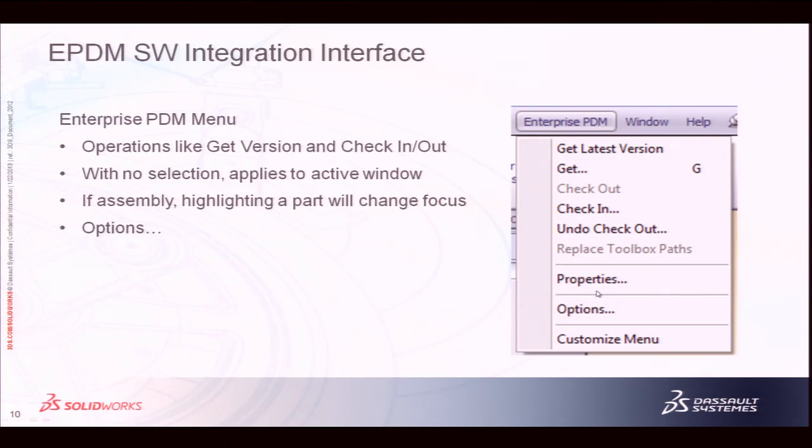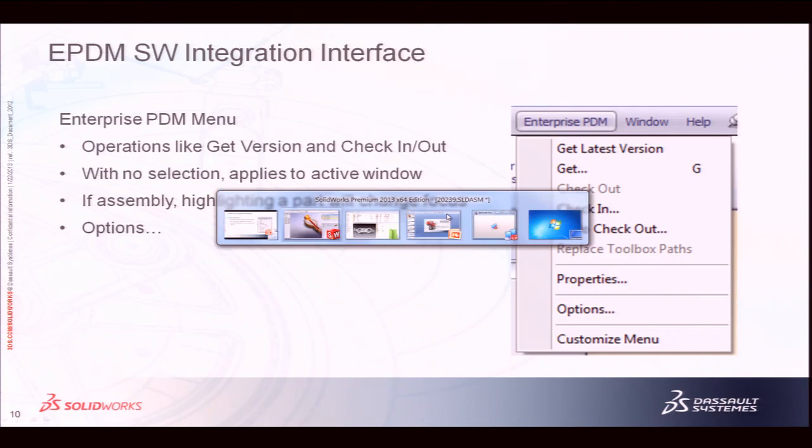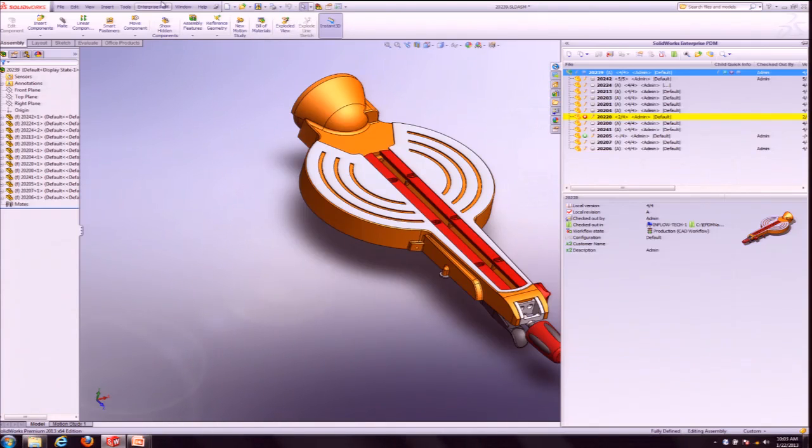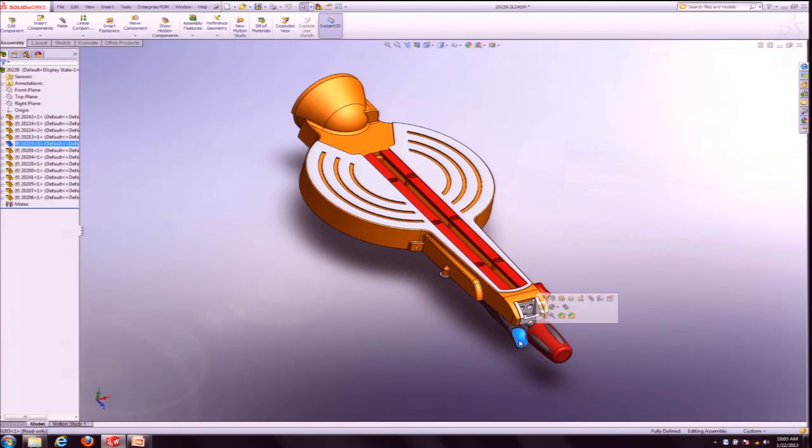The properties will open up your data card, and we'll be going through some options as well. So that menu is along the top up here. Again, if I do a check out or check in, right now it's looking at my assembly, because my assembly is already checked out. If I pick a particular part, it's now referencing that part. So it's context sensitive.